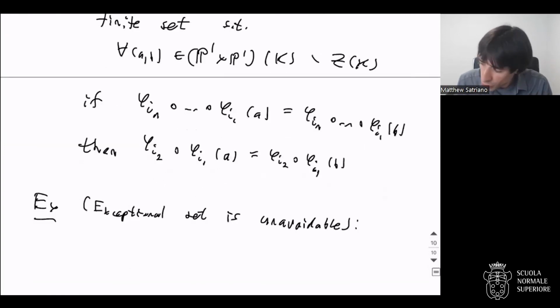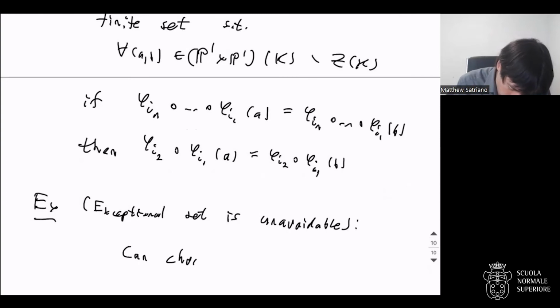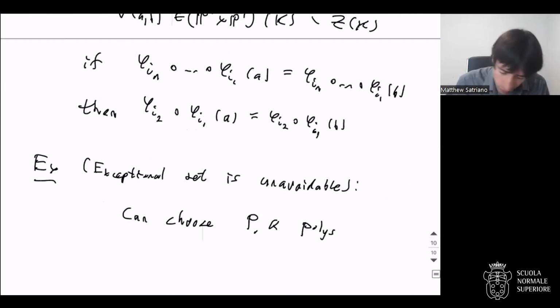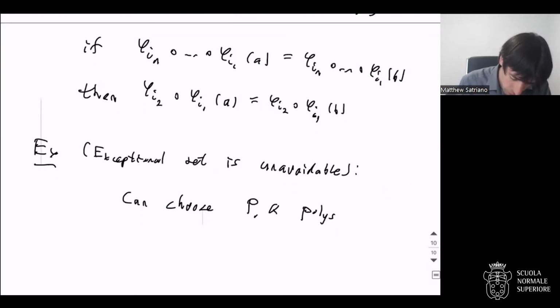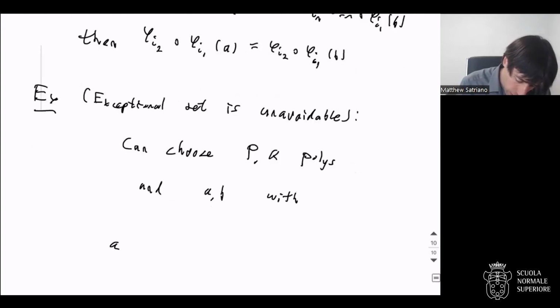Because you can just choose, so you can choose P and Q polynomials that satisfy some constraints, but they're still fairly general. And A and B rational points, where you have A, you have B, and P is just going to bounce you back and forth between these.